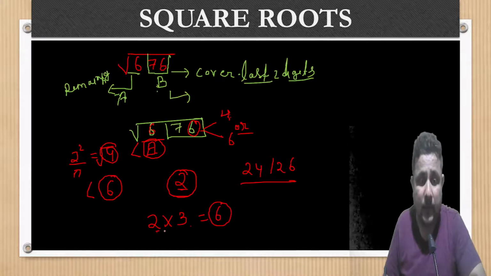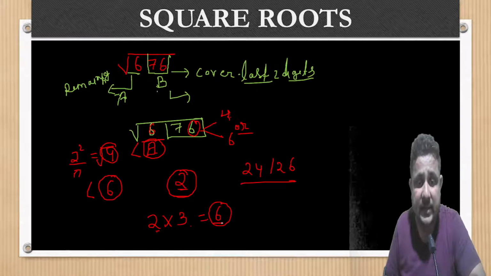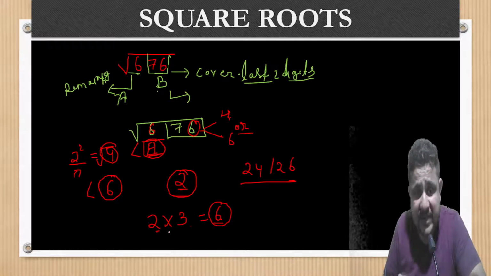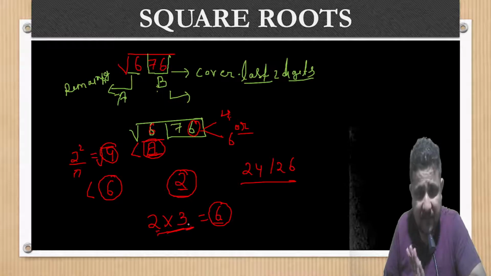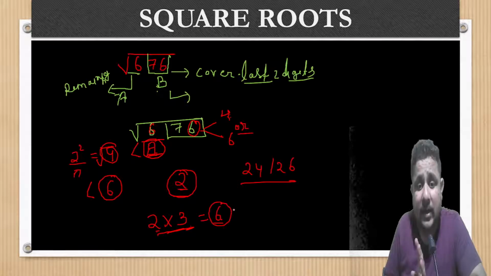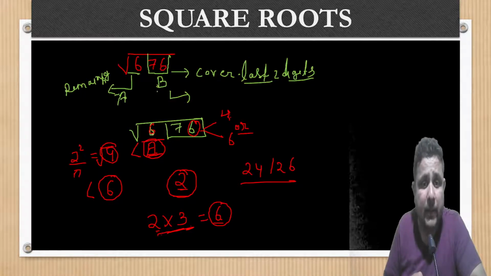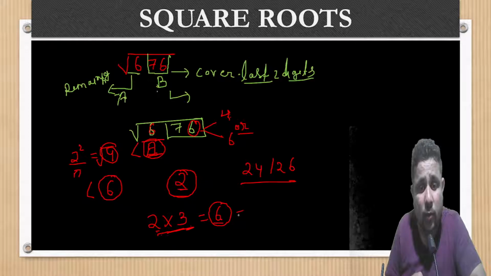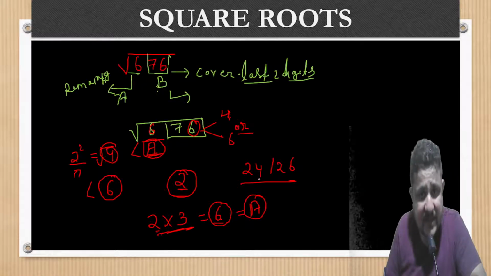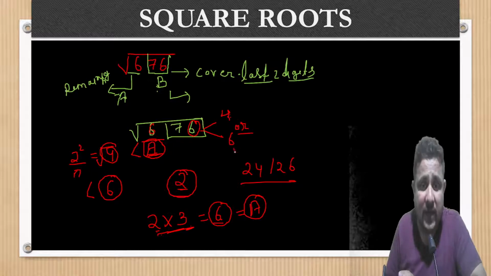Clear? 2 multiply 3, you are getting 6. Now compare this 6 with part A. If part A is greater than or equal to the product, see here, part A is 6 and this product is 6. So here it is equal to part A. In this case, you will choose the larger value.